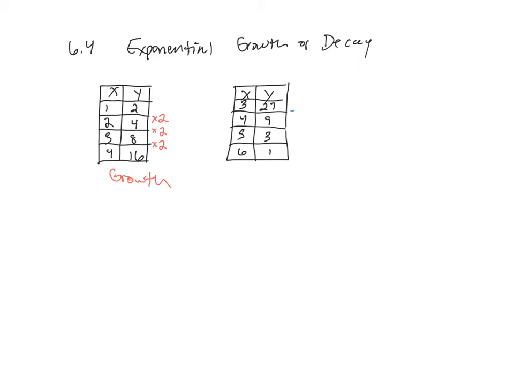So 27, how do I get to 9? I would divide by 3. 9 divided by 3 is 3. 3 divided by 3 is 1. So, oops, this would be decay. Okay, and so it could be neither.